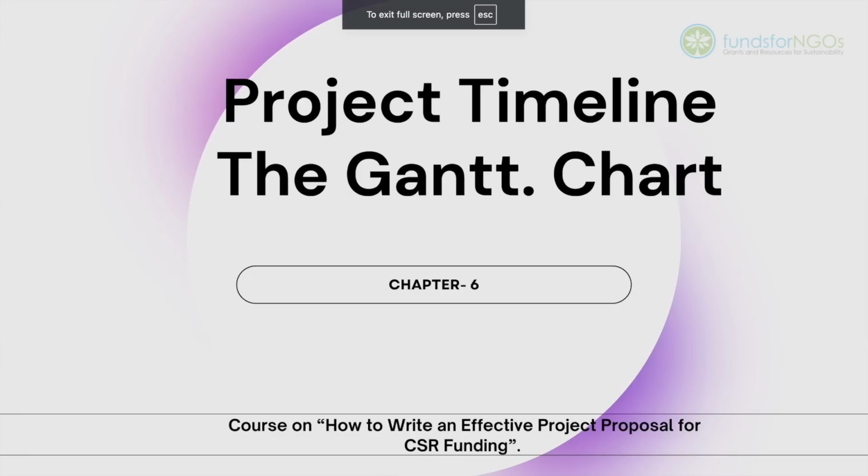Hello and welcome to chapter 6 of the course on how to write an effective project proposal for CSR funding. In this chapter, we will learn how to make a project timeline, that is a Gantt chart. This is usually annexed as annexure 1 of the course.